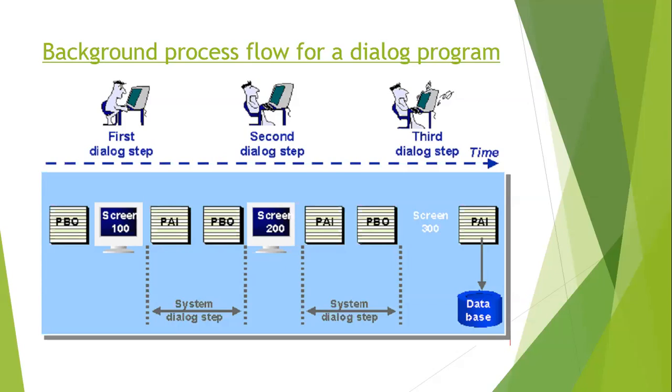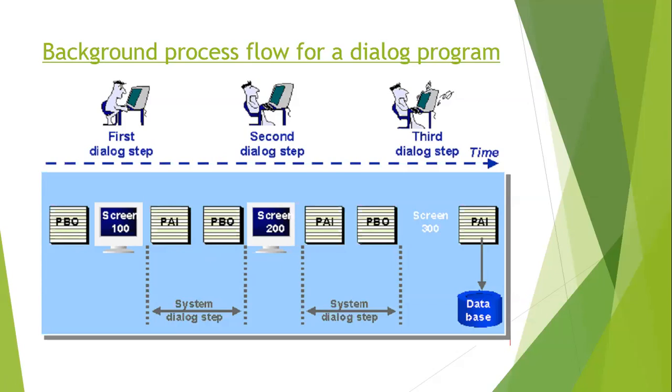Suppose I have 3 screens, 100, 200, 300. For each of the screens, I have 2 different events, like PBO, PAI, and PBO, PAI. We have to write the logic under these events only. How will you write this? You have to take a module. If you double click on that module, it will create a module and endmodule. In that section, you will write the code.